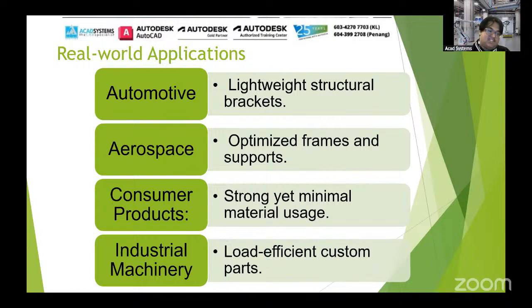And then next, industrial machinery. When you have industrial machinery, you can use the shape generator on parts, for example, brackets on a machine, so that you can better optimize the load distribution from the machines. For example, let's say the machine is heavy, so you can use the shape generator to distribute the load evenly without compromising the strength.